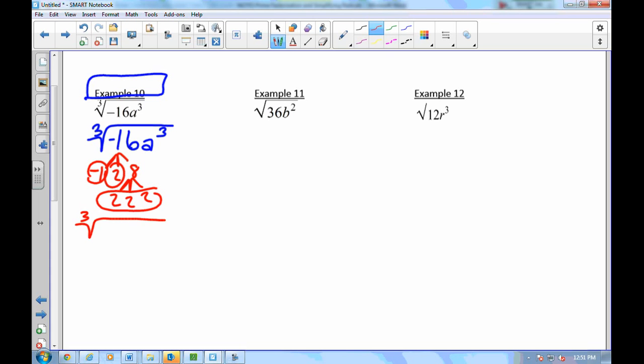So, notice the index. This time, we don't want a grouping of 2. We want a grouping of what? 3's because of the index. It's a cube root right here. So I find my group of 2's. And I find my group of 8's.